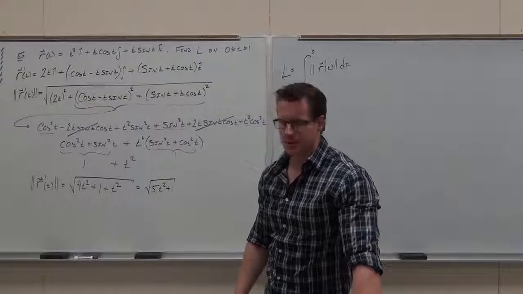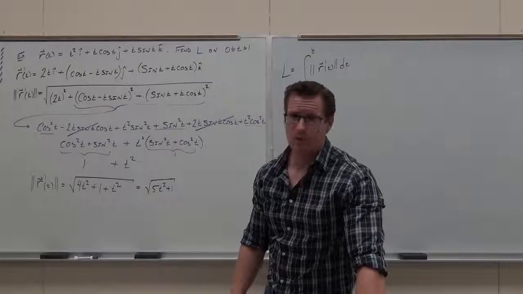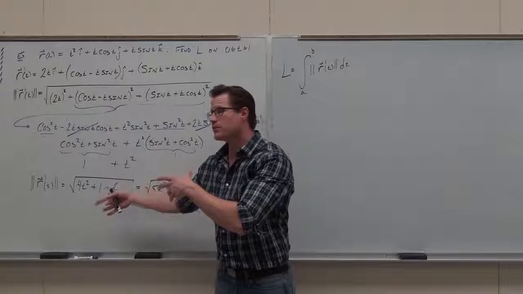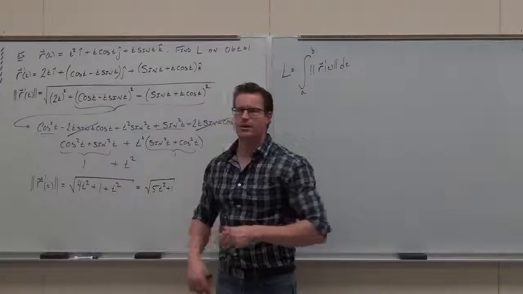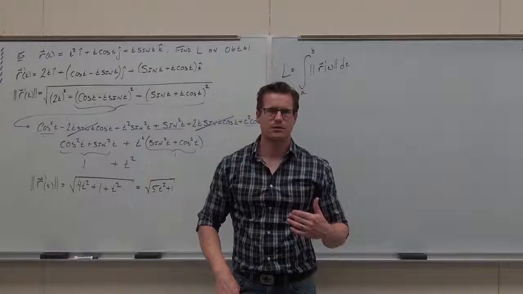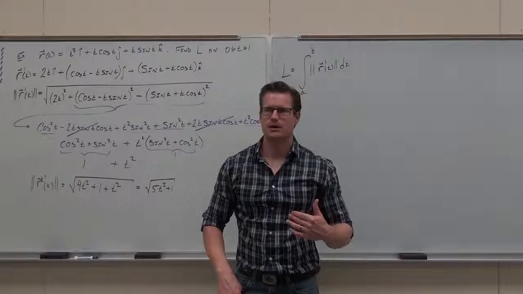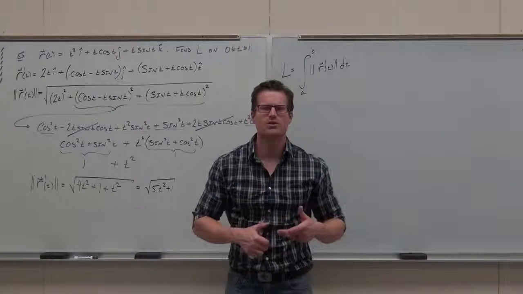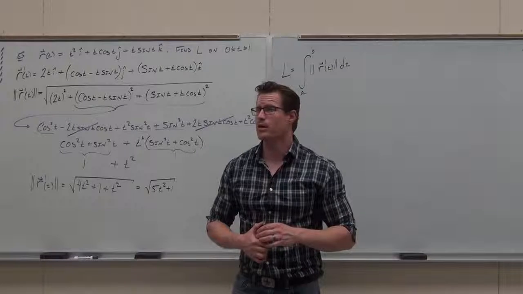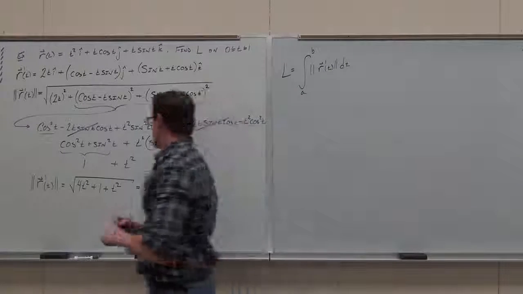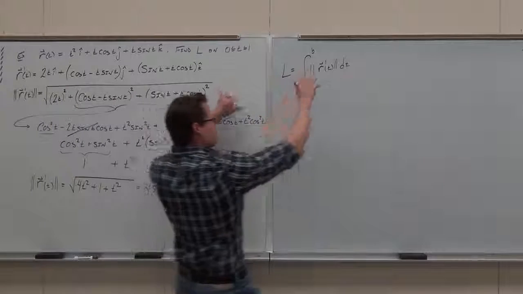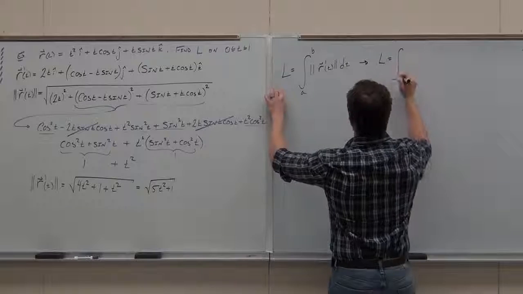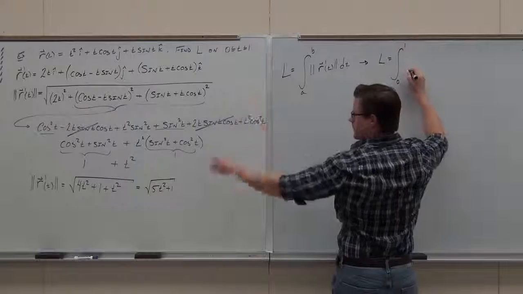Now, here's the deal. Right now we get the magnitude of the derivative of the vector function. What do we do with it? Integrate. From where to where? 0 to 1. So our arc length is the integral from 0 to 1 of this thing.